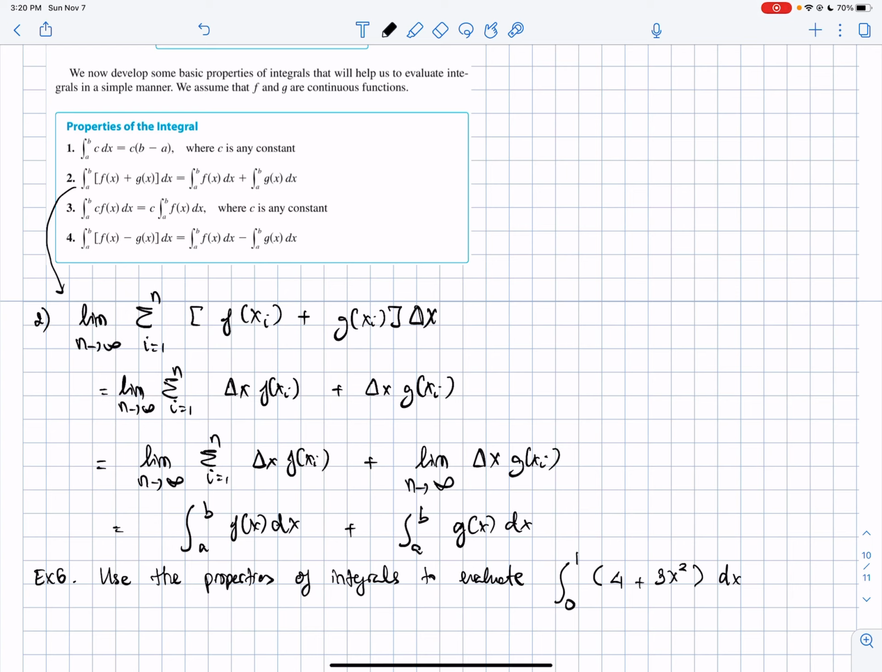Similarly, in property number 4, we can understand this as f of x plus negative g of x, and we apply the same way as we proved property number 2. Proving property number 3 is easy to see: c is just a constant, so you pull out a c, using the same idea as above. And that will give us c times the integral of f of x dx from a to b.